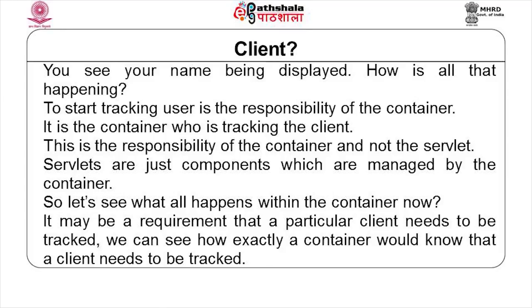One thing, start tracking user. Now, start tracking user is something which is the responsibility of the container. It is the container who is tracking the client. The user is being tracked. The responsibility of tracking a client is that of the container and not that of the servlet. Servlets are just components which are managed by the container. So, let us see what all happens within the container.